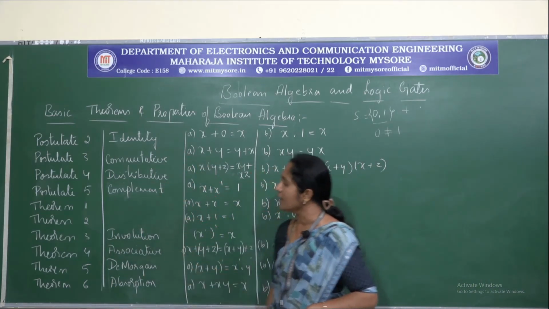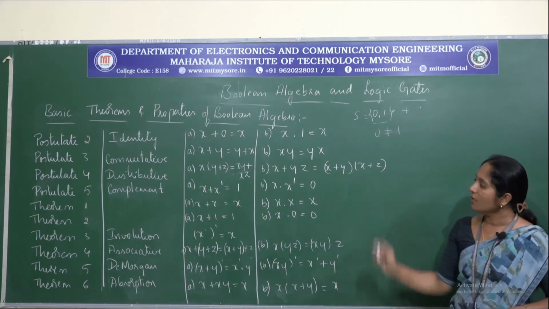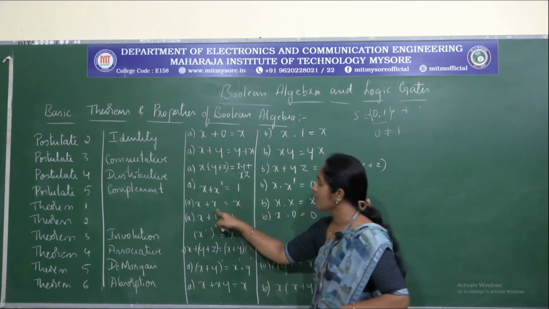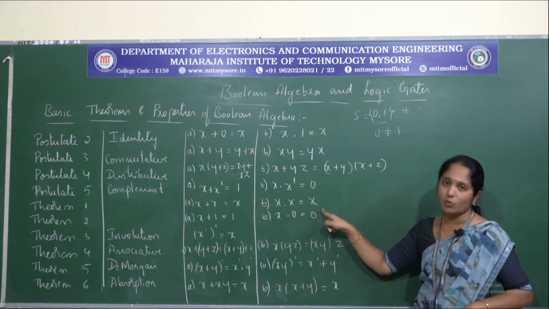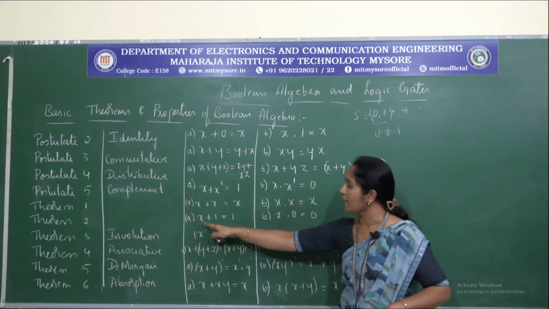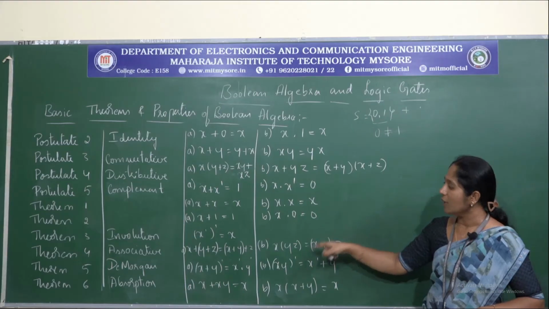Next let us see the theorems in Boolean algebra. Theorem 1 says that x plus x is equal to x, and the other version is x dot x is equal to x. The next theorem is x plus 1 is equal to 1 and x dot 0 is equal to 0.